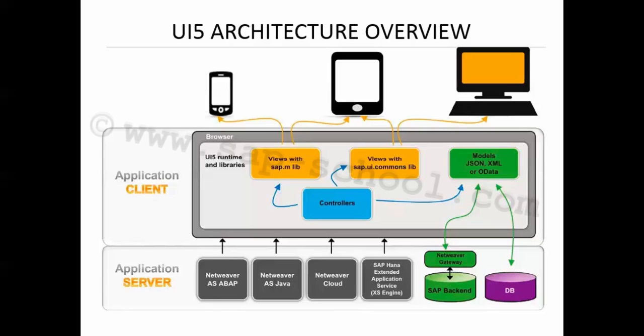Then in the application client, which is a browser, this browser can be accessed from a mobile, a tablet, or a desktop. In this we have the UI5 runtime and the libraries, then the views with sap.m lib, then the controllers and the views with SAP UI Commons, then the models which are based on JSON, XML, or OData. So this is the high level architecture overview of SAP UI5.